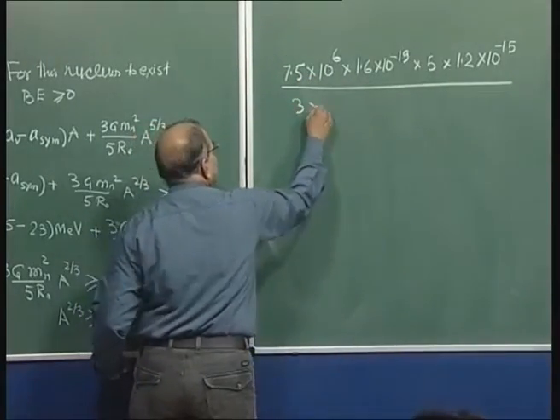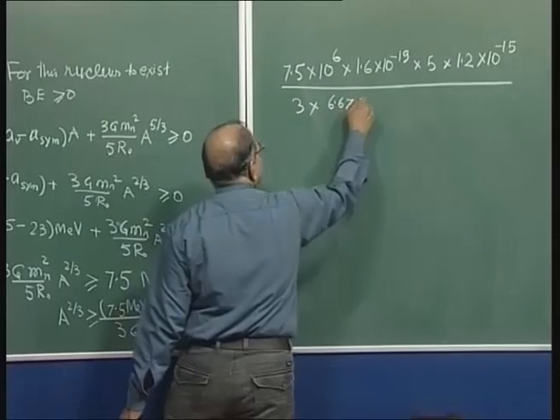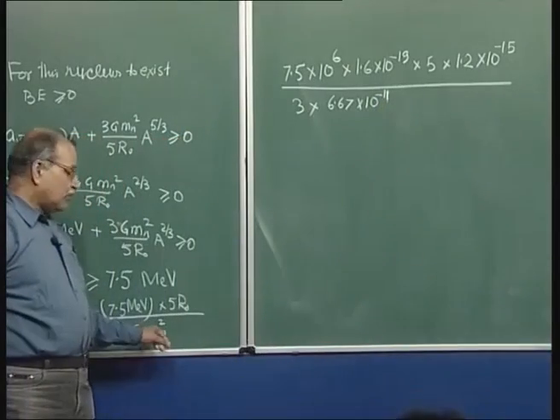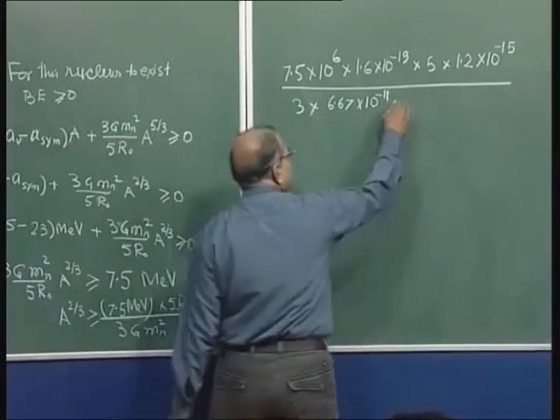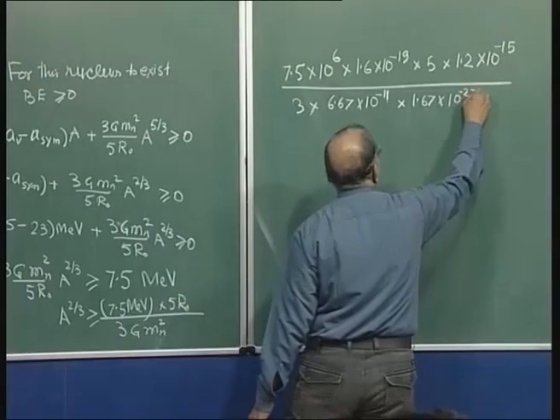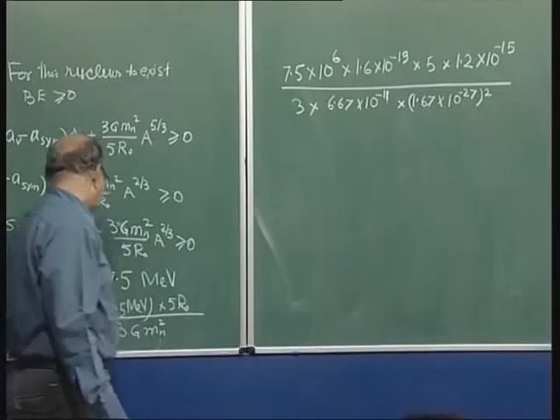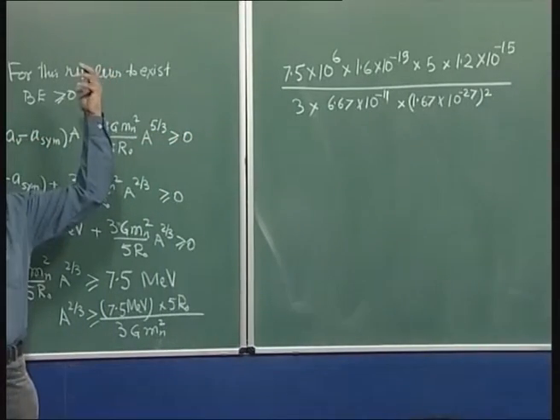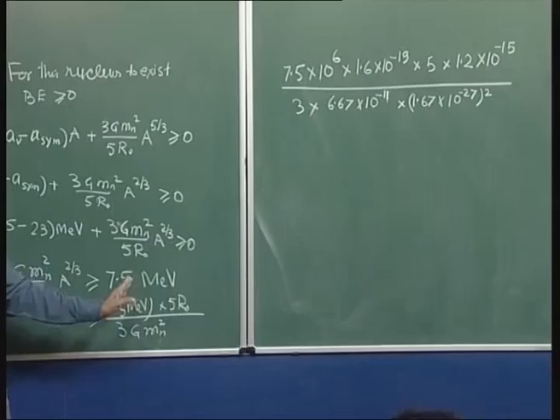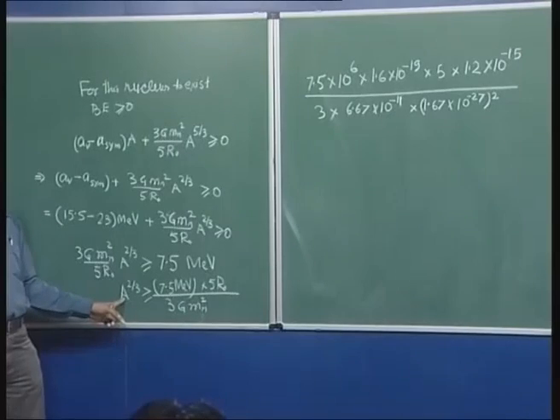3 into capital G, 6.67 into 10 to the power minus 11, into mass of neutron in kilograms. How much is this? 1.67 times 10 to the power minus 27 kg, squared. And this A to the power 2 by 3 should be unitless. So, if I have written everything correctly in SI units, all those units will cancel out and you will get just a number.